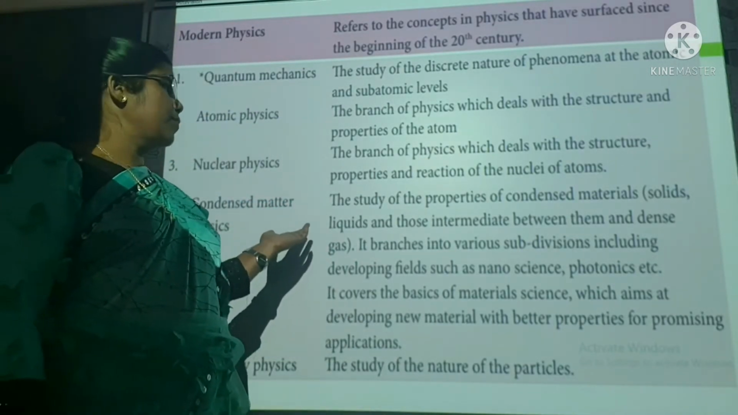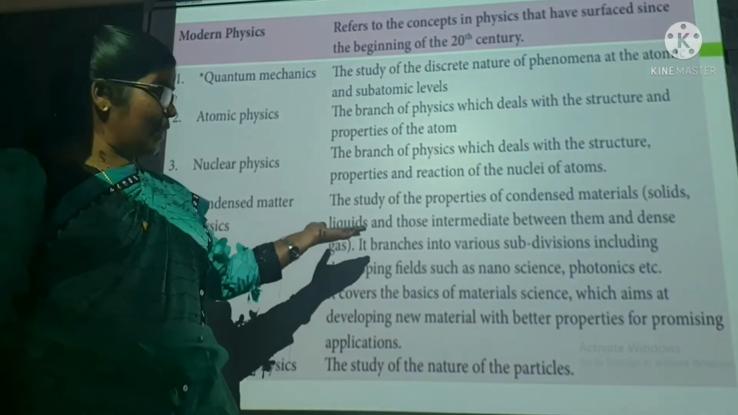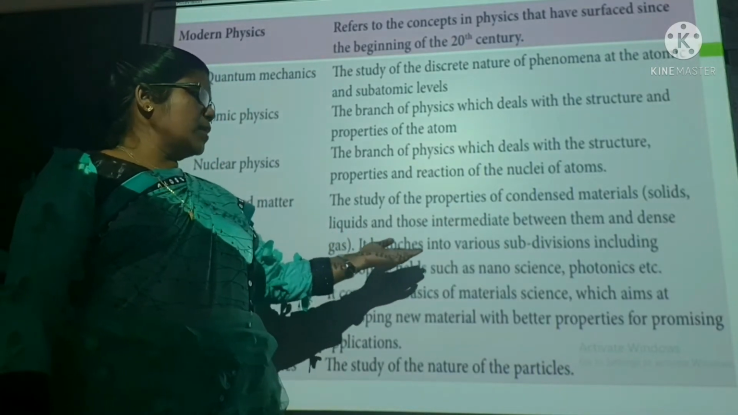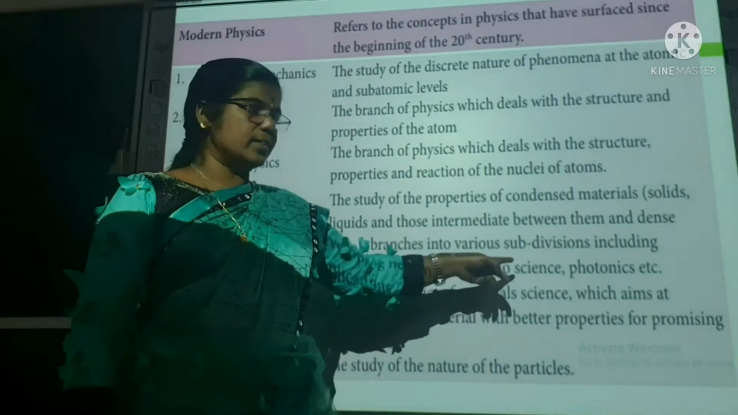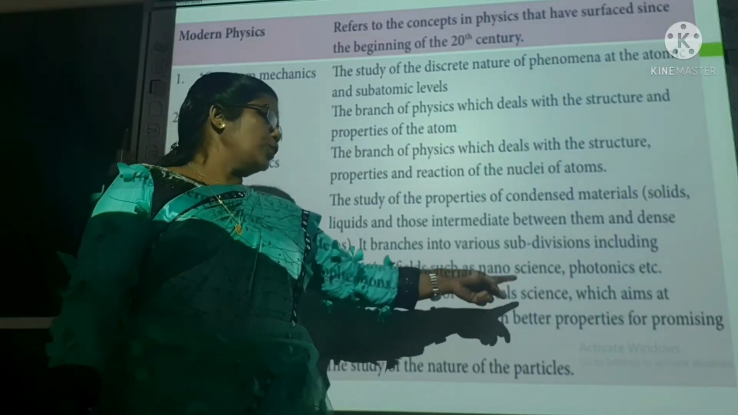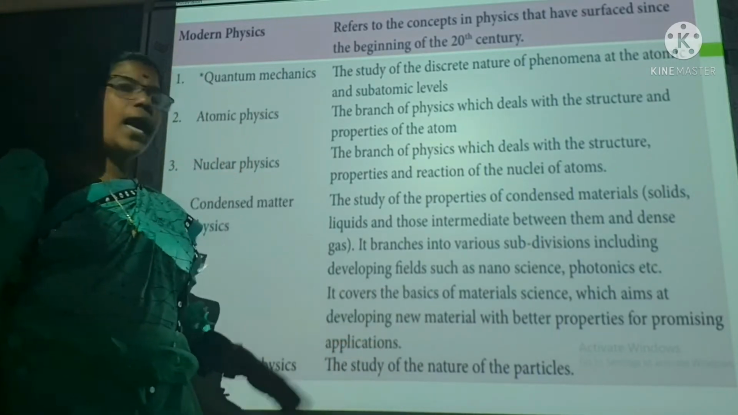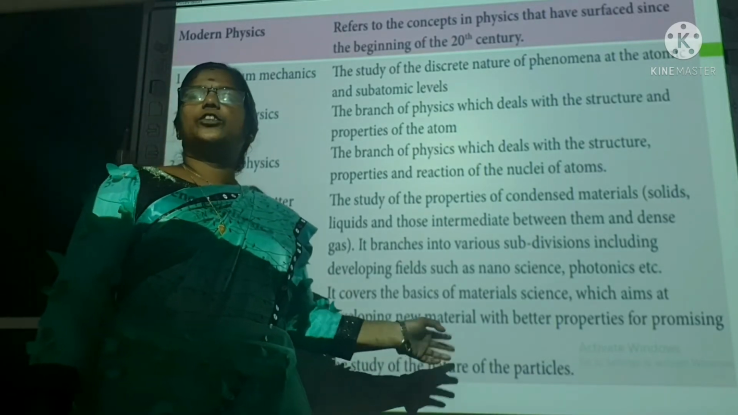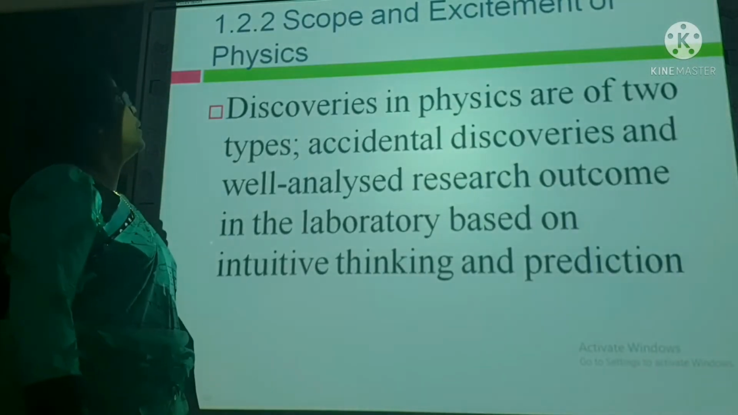And condensed matter physics, the study of properties of condensed materials, solids, liquids and those intermediate between them. It branches into various subdivisions including developing fields such as nanoscience, photonics, etc. It covers the basics of material science which aims at developing new material with better properties for promising applications. And high energy physics, study of the nature of the particles. These are the branches given.